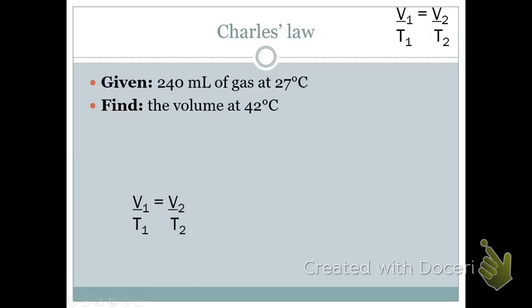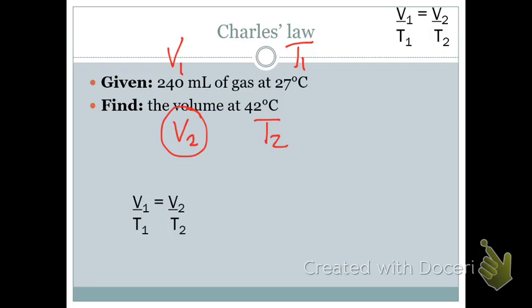Given 240 milliliters of gas at 27 degrees Celsius, find the volume at 42 degrees Celsius. All right, a couple of things we got to look at. V1, remember the given is your first condition. V1 is equal to 240 milliliters. T1 is equal to 27 degrees Celsius. V2 we don't know, so we have to find that. T2 is 42 degrees Celsius.